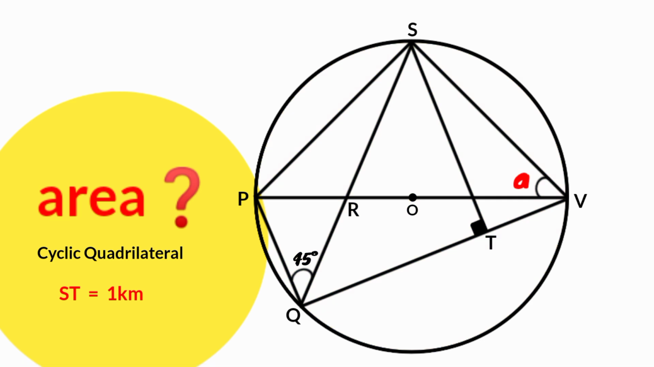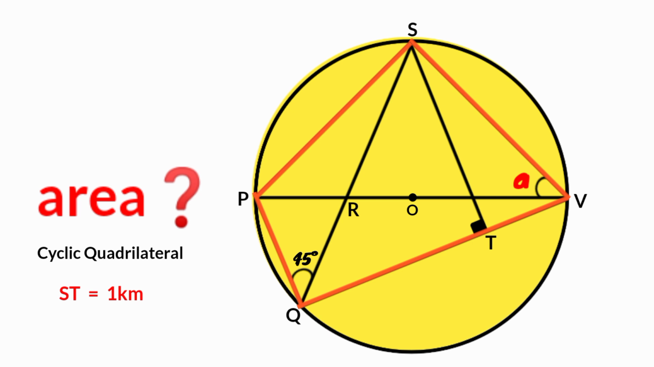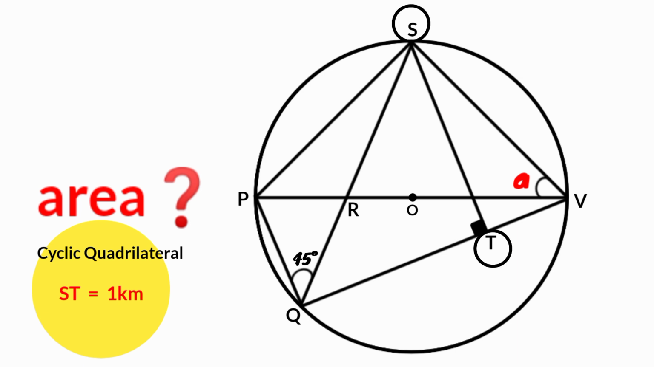We are to determine the area of this cyclic quadrilateral. We have here a right angle. This point O is the center of the circle. We have two other angles with sides 45 degrees and A. From here, the length of side ST is 1 kilometer.